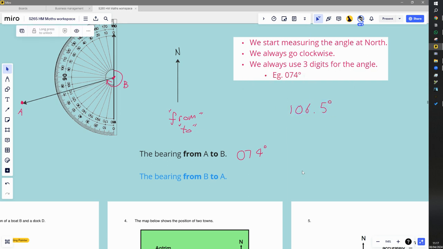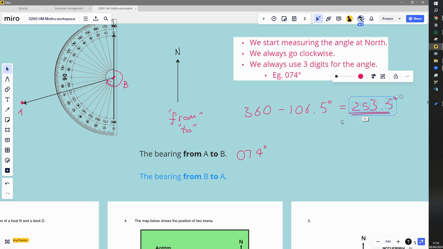So we go for 360 minus 106.5. I'm not interested in mental arithmetic at the moment, so we're just going to put that straight into the calculator. 360 minus 106.5 is 253.5. So that's the answer to that one there. Let's move that over here.